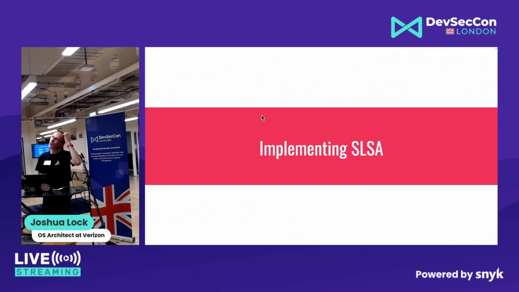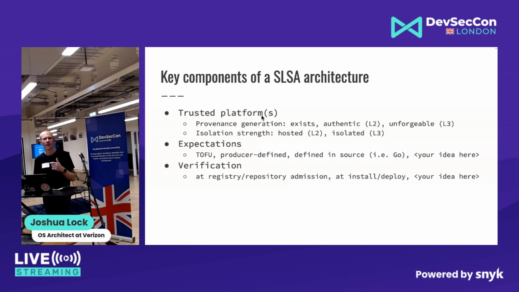Okay, so that is how you can use SLSA with GitHub. But SLSA is more than just that, and that's a very manual process. There's a larger ecosystem to SLSA. Implementing SLSA is effectively an architecture of an ecosystem where you're producing software and consuming software in some controlled way, and you are able to define a policy that is evaluated. So the components of a SLSA architecture are that you have a trusted platform that can generate provenance and isolate the builds, a way to define those expectations, that sort of policy, and then a place to verify that policy.